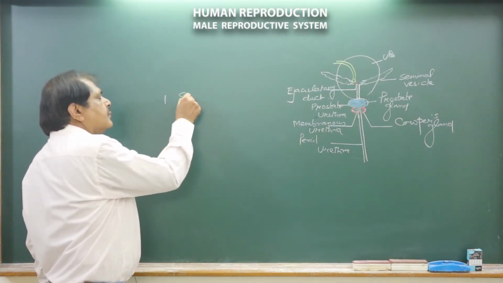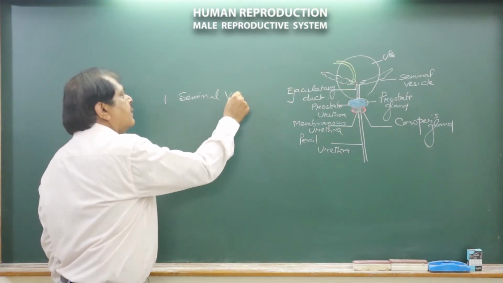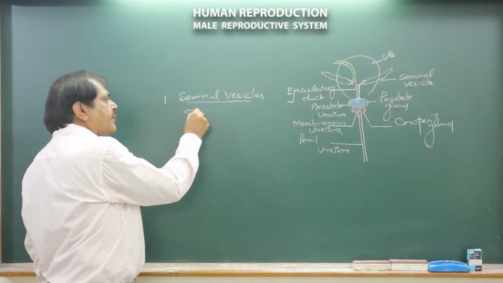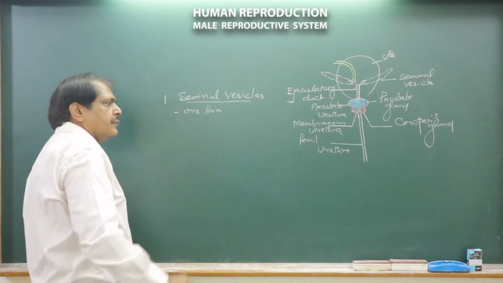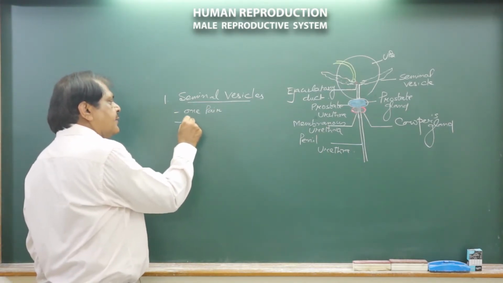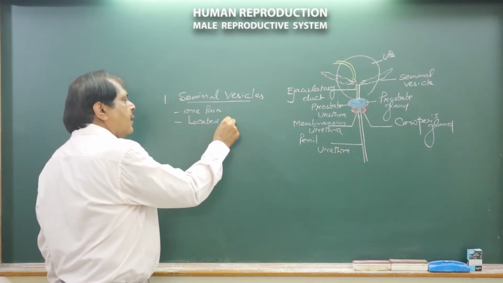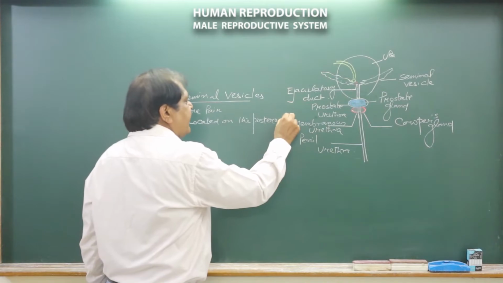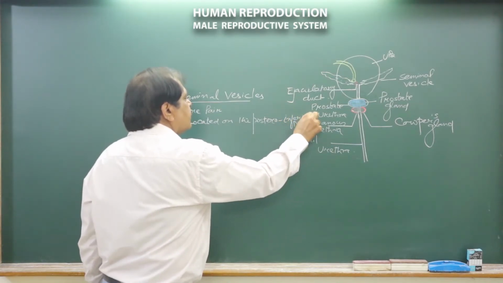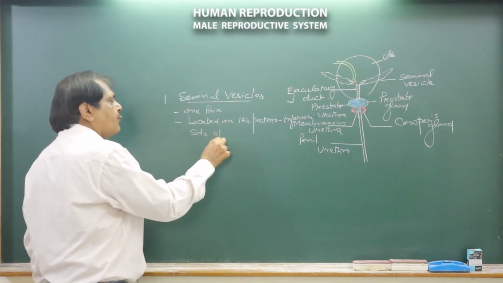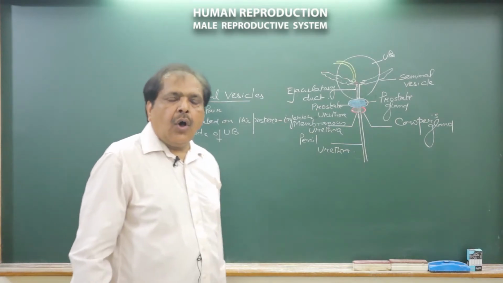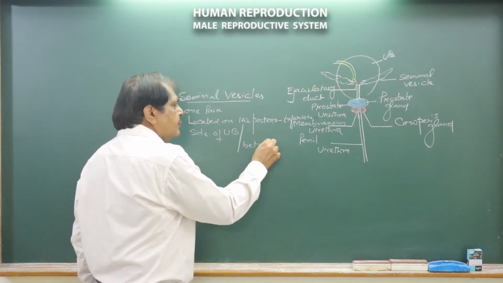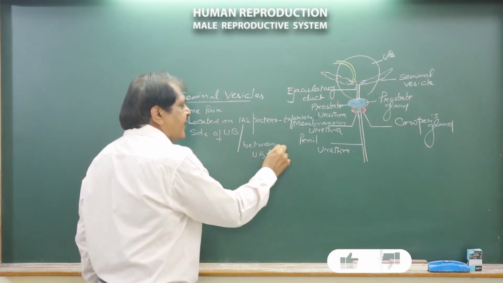Number one, seminal vesicles. One pair located on the posterior inferior side of urinary bladder, or we can say these two glands lie between urinary bladder and rectum.